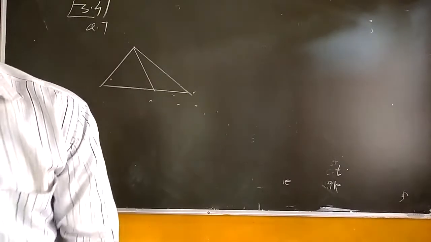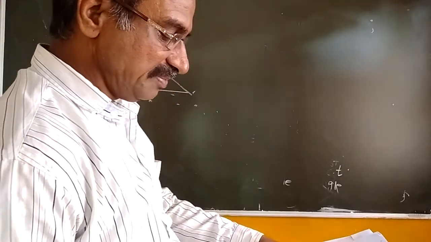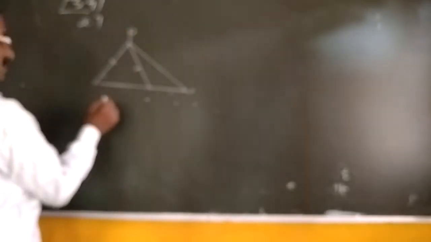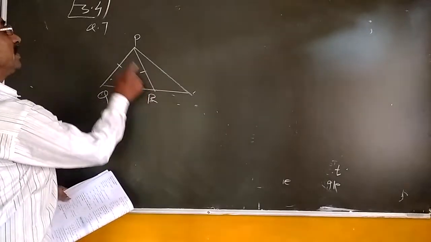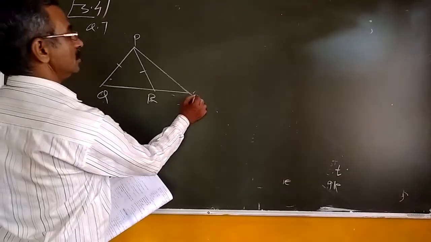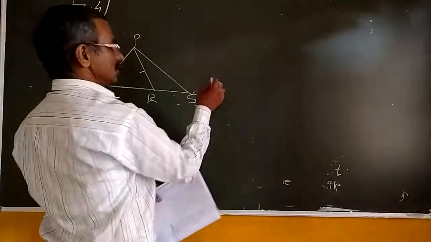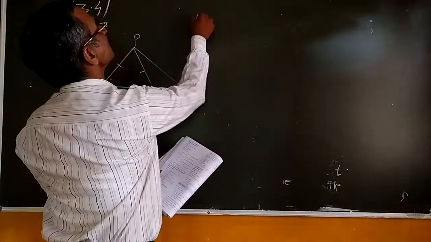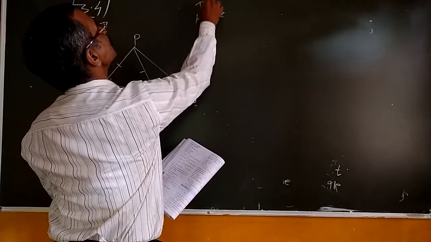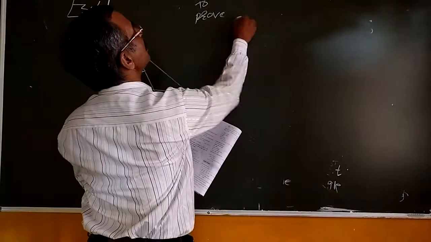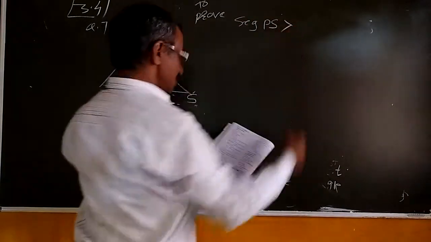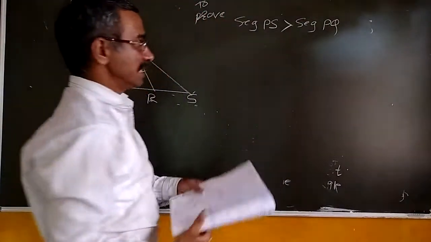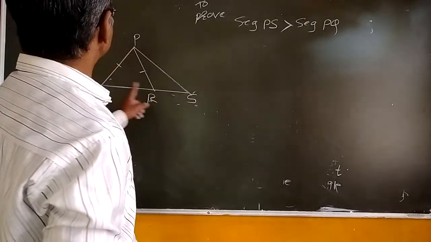According to the information given in the figure, segment PR and segment PQ are both congruent. Here we want to prove that segment PS is greater than segment PQ.